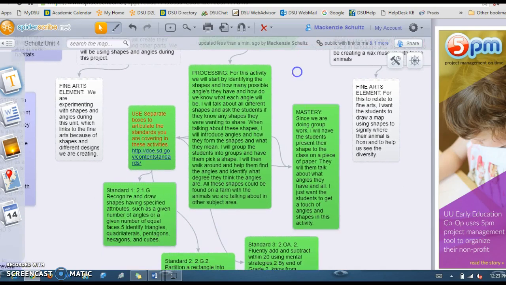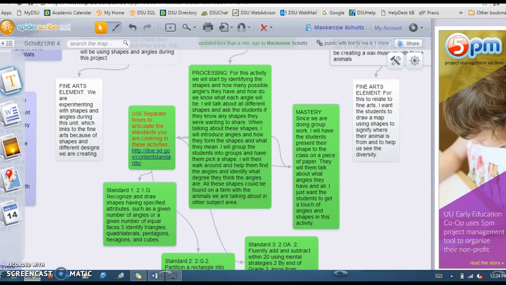So for processing this activity, we're going to be identifying shapes and talking about how many angles they all have together. Angles are very important because they make the shape and they make different shapes, and we want to know how many angles are in each shape, and estimate how big each of those angles is. We'll introduce angles and how they form shapes and what they mean, and then we'll get into groups in the class and have them pick a shape they want to learn about.